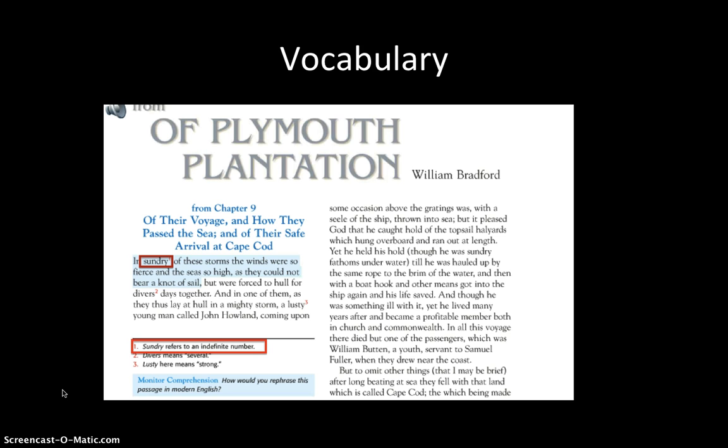Okay, the next thing we can look for is vocabulary. Sundry is a word that I myself didn't know until I read this. So I went ahead and circled that one, or actually I put it in a red square there. In sundry of these storms, the winds were so fierce. It sounds good, but I didn't know what it was. So I looked down at the bottom. Sundry refers to an indefinite number. So there I have my vocabulary term, and I have my definition. Your definition will not always be on the same page for you. You may actually have to look it up, and with smartphones it's so easy, just Google it.